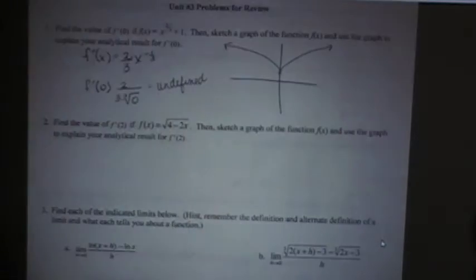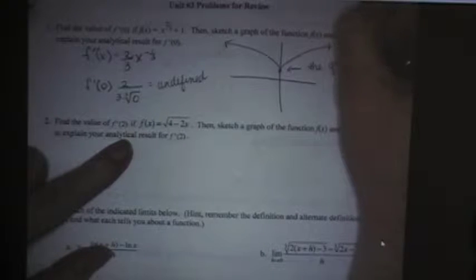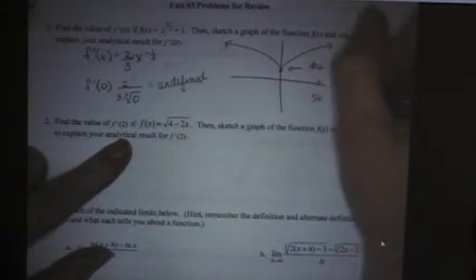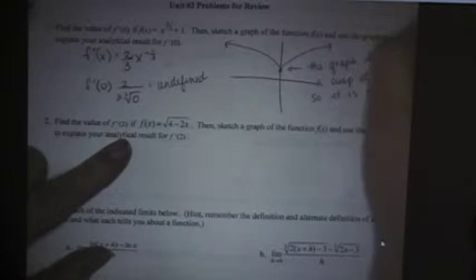Then it says, use the graph to explain your analytical result for f prime of 0. So the derivative at 0 is undefined. Here's my 0 value. And the reason why it's undefined is that this is a cusp. So the graph has a cusp at x equals 0. So it is not differentiable.